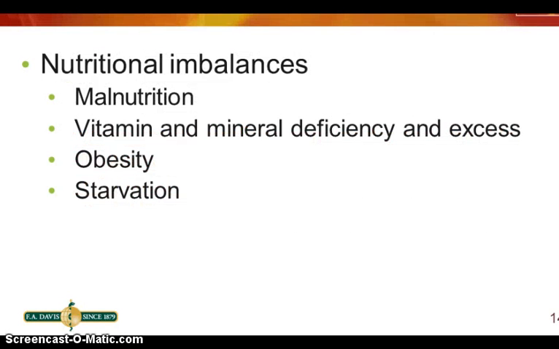Nutritional imbalances include malnutrition. Malnutrition can be overnutrition or undernutrition. Vitamin and mineral deficiencies and excesses, obesity, and starvation. The last two are really part of malnutrition. We will be discussing more about this.